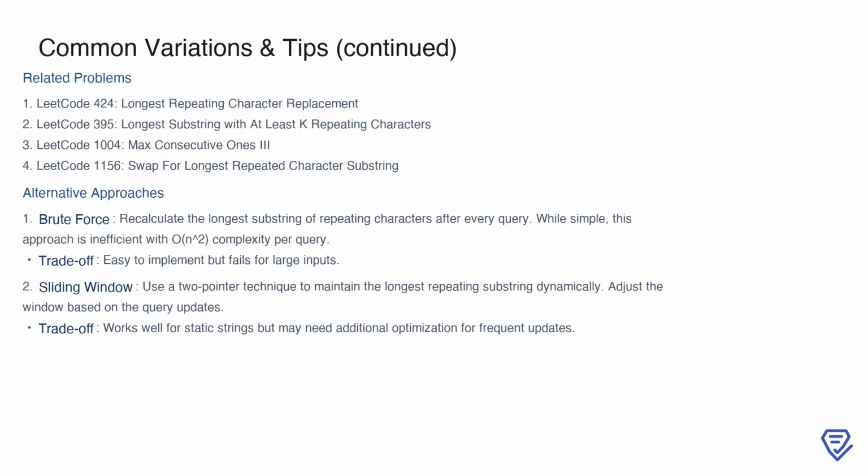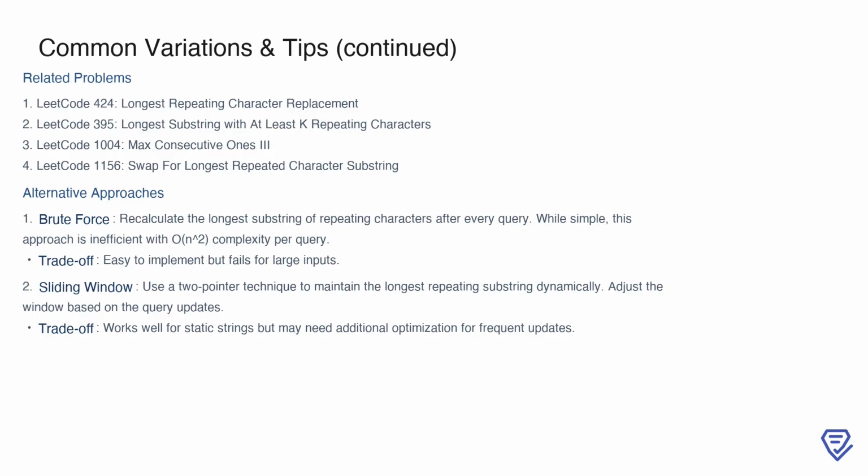This problem is related to several other LeetCode problems that explore similar concepts. For instance, LeetCode 424, which deals with replacing characters to get the longest repeating substring, and LeetCode 395, which focuses on substrings with at least k repeating characters, are both great practice for understanding the nuances of substring operations. LeetCode 1004 and 1156 also share overlapping techniques, such as dynamically managing substring properties or making limited modifications to maximize certain metrics. When considering alternative approaches, the brute force method is the simplest starting point.